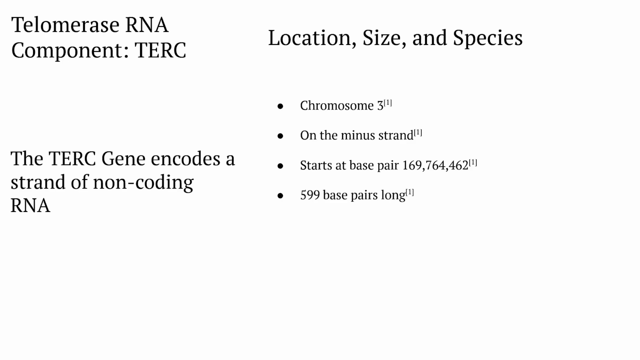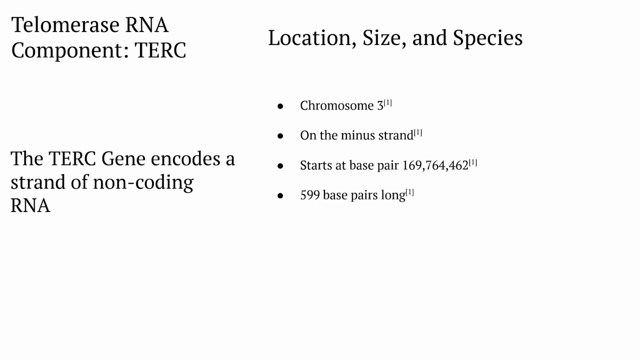The specific piece of RNA that is coded is called TERC for shorthand, just like the gene, but it's also referred to as HTR, and I will refer to it as such for the rest of the presentation, just for clarity distinctions. Again, we'll be calling the gene TERC and the piece of RNA HTR.